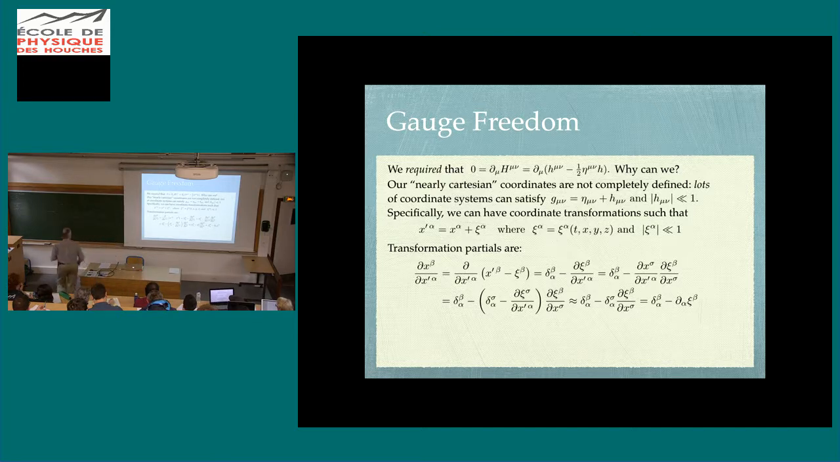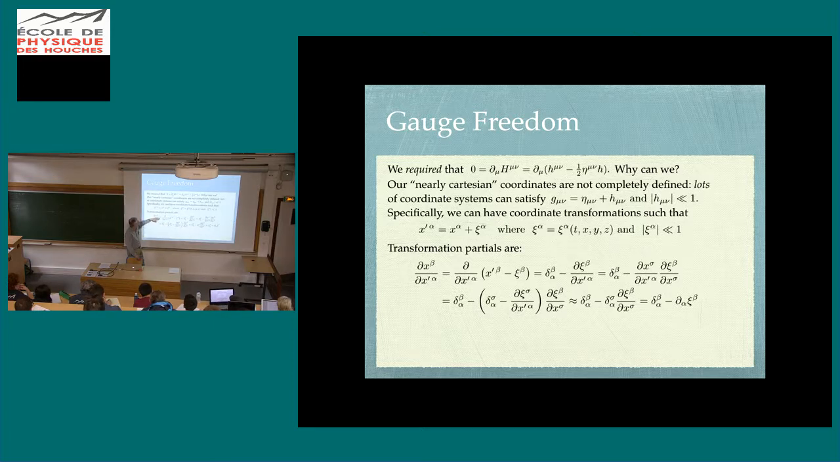And so, in fact, I have a set of coordinate transformations. I can go to new coordinates where I'm tweaking my old nearly Cartesian coordinates by a small function. Small meaning every component is small. I'm just going to tweak them a little bit, and I've still got nearly Cartesian coordinates. I'm not going to change the metric very much when I do this.